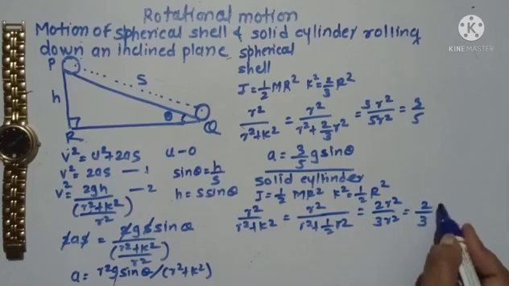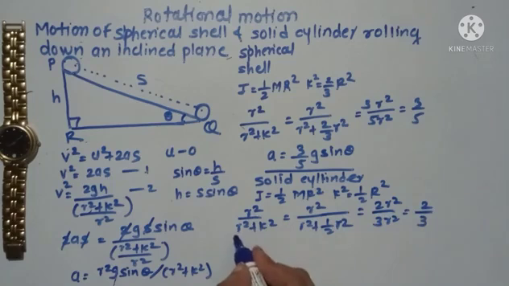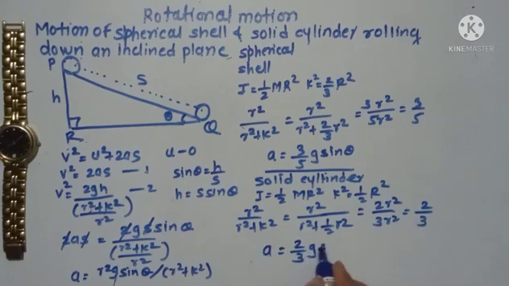And now if I put this value of r square upon r square plus k square as 2 by 3 in this equation, a will become 2 by 3 into g sine theta. Now this is nothing but the acceleration of the solid cylinder rolling down an inclined plane.